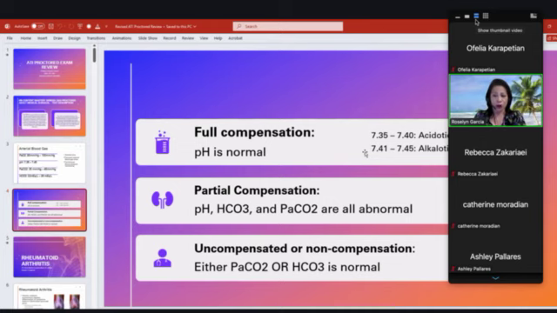Now, if your pH, HCO3, and PaCO2 are all abnormal, you have a partial compensation. That means the metabolic and respiratory try to work hand in hand, but didn't quite normalize the pH. That's why you know it's partial compensation. Now, if one of the components that represents respiratory, which is PaCO2, or the metabolic, which is represented by HCO3, if one of them is normal, then you know you have an uncompensated.